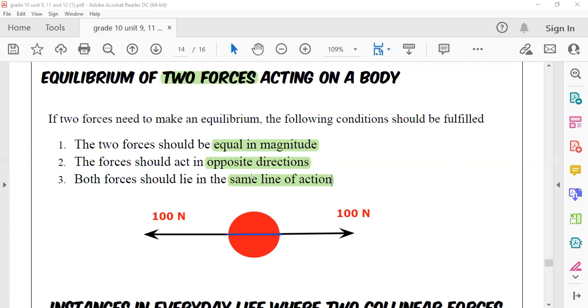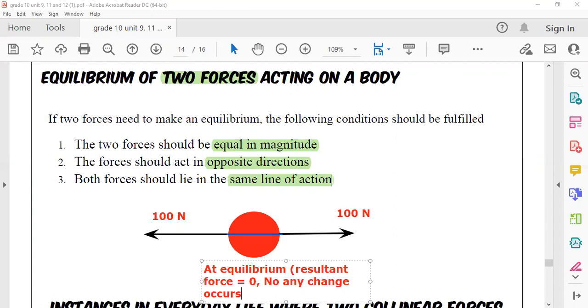Now see, are the two magnitudes equal? Yes, sir. Are the two directions opposite? Yes, sir. Do they have the same line of action? Yes, sir. Then there is equilibrium. If equilibrium is there, the resultant force should be zero. If there is equilibrium, no changes will occur. Clear?